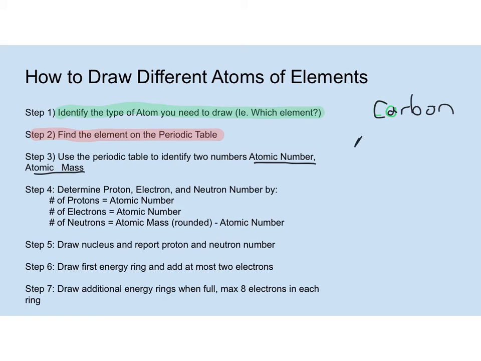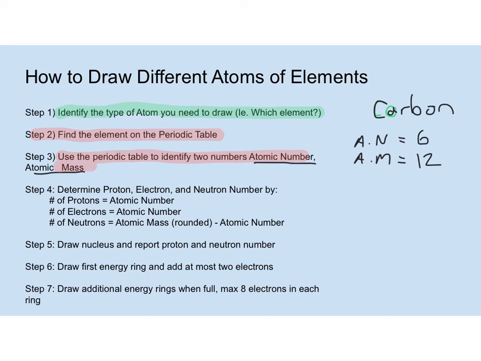Next one, use the periodic table to identify 2 numbers, atomic number and atomic mass. Okay, so I'm going to write these down: atomic number and atomic mass. Okay, so I get this from the periodic table. Go back, and I'm going to say my atomic number is 6. So I'm going to go back here, and it rounds out to 12. All right, so now I've done step 3. Step 3 is now complete.